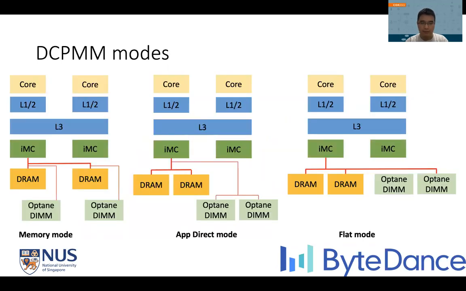The DCPM can be used in your computers in different modes: the memory mode, App Direct mode, and the flat mode. In memory mode, it will be used as volatile memory, and in App Direct mode, it will be used as non-volatile memory, which can be accessed using a dedicated interface. In the flat mode, the DCPM will be mapped into the same memory address space as the DRAM, so that application users can use it as DRAM.